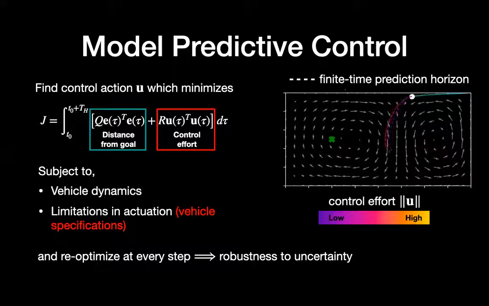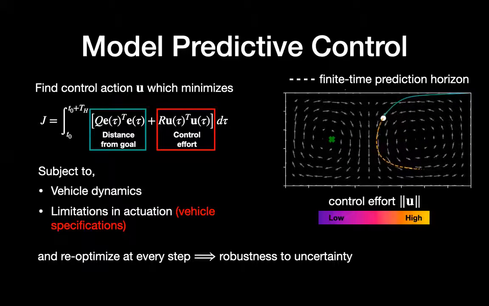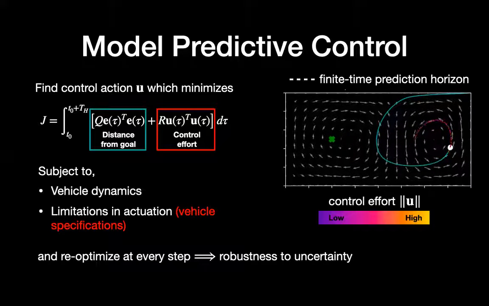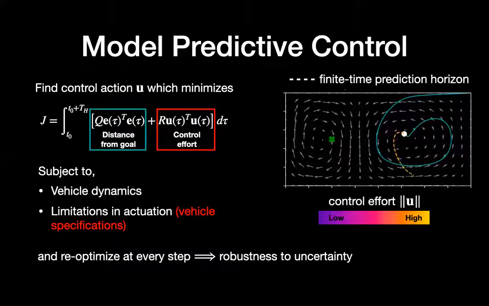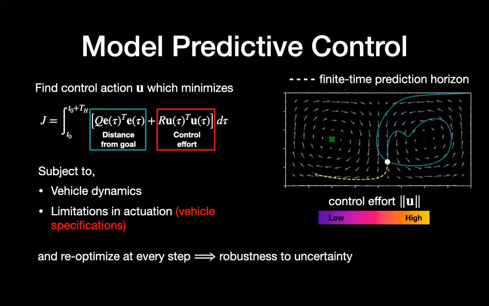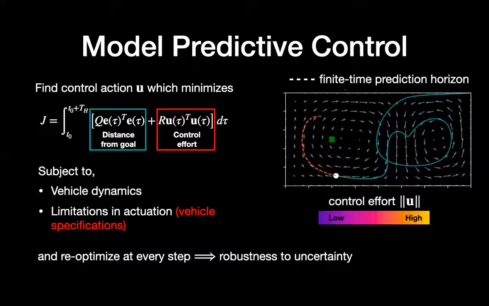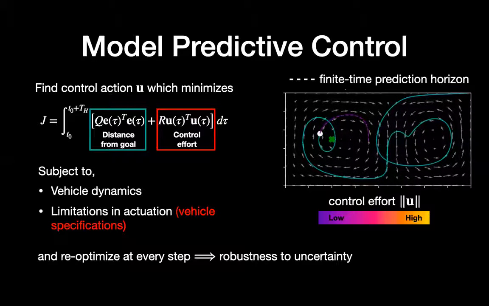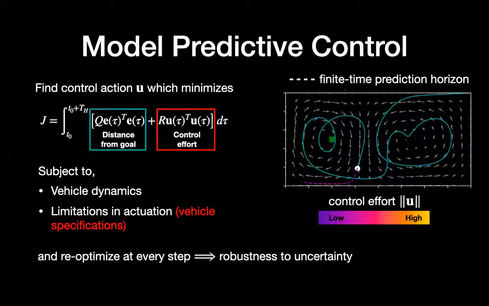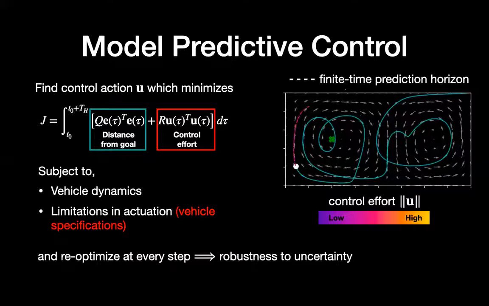The next ingredient in this is model predictive control. The way we're designing our trajectories is that we set up a cost function, and our agent at every instant is forecasting ahead a model of where it'll be, and it's finding the best control actions it can take over that small finite prediction horizon. This optimization is constrained subject to the vehicle dynamics and the limitations in actuation. And we re-optimize at every single step so that this gives us robustness to uncertainty or any unknown effects that we haven't modeled into our system.